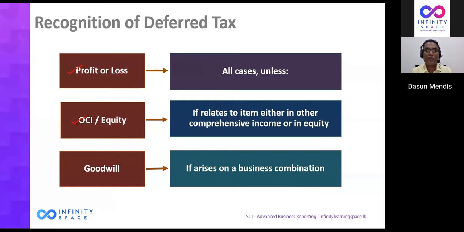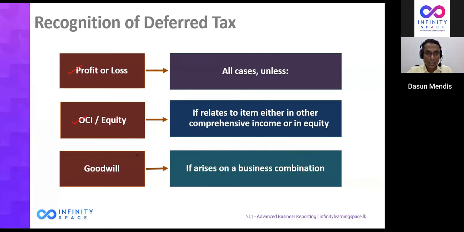For example, if you have a deferred tax impact on revaluation, that is recognized in the other comprehensive income, because the revaluation gain is taken to the other comprehensive income. Through that it goes to an equity reserve called the revaluation reserve, right? So if you have a relevant deferred tax impact on that revaluation gain, that deferred tax also you need to take to the other comprehensive income. Through that it goes to the equity reserve.